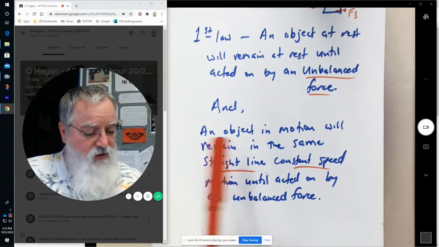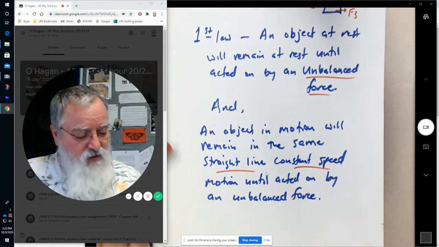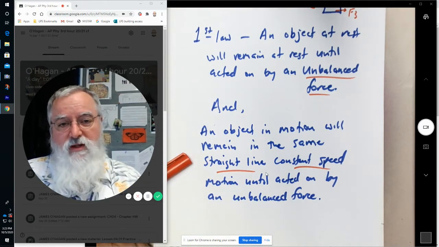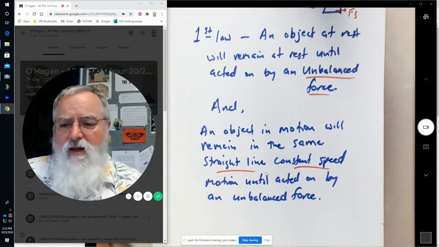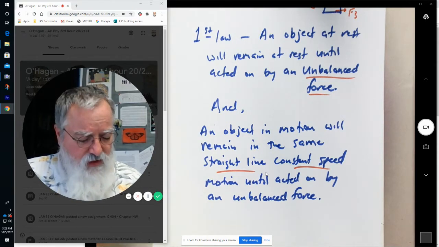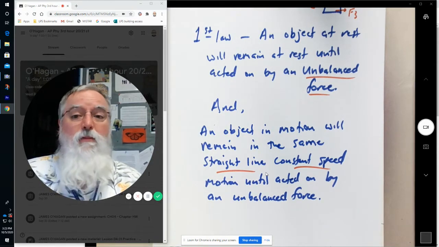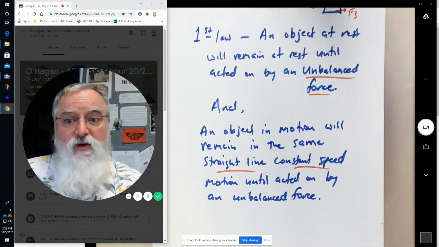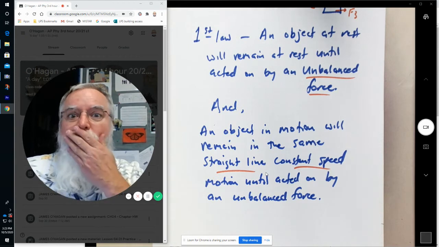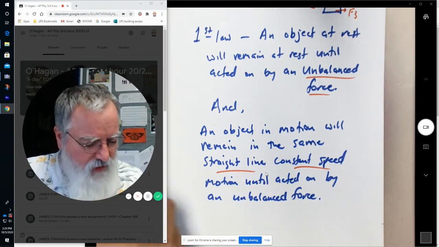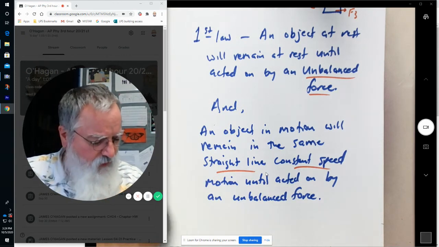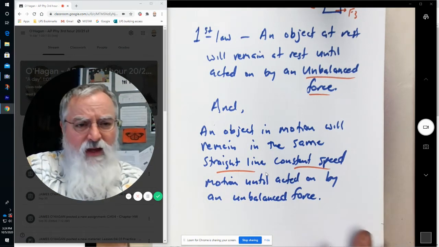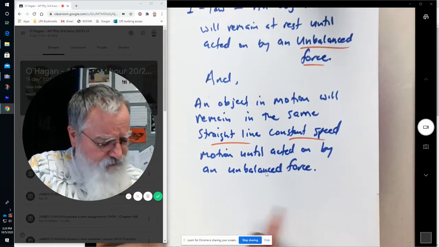All right, so here it is. Newton's first law for an object at rest, Newton's first law for an object in motion. We can combine that and cut right to the chase. Here is the abridged version. It's been a long day. All right, here's the abridged one. And this is really all you need to know.